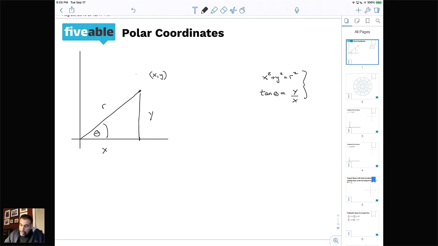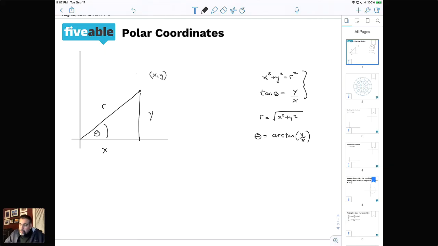If you tell me what angle to rotate to, and then the r to walk out, I can get to that point that you described using x and y. So if you're giving me a point in x and y, I can use these two equations here to find out what the r is, find out what the theta is. A lot of textbooks will take these one step further. They'll solve it for r, and they'll say that r is equal to the square root of x squared plus y squared. And then they might say that theta is equal to the inverse tangent, or the arctangent, of y over x.